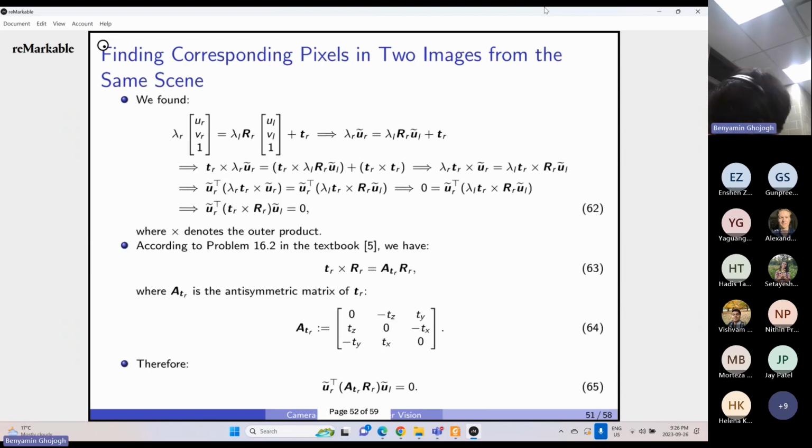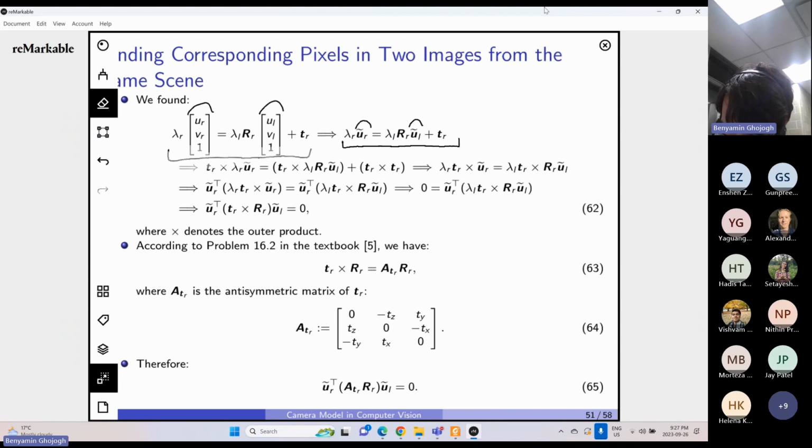So I have this. We just found it, right? Now I can denote it by UR tilde, right? Because it's a homogeneous coordinates. Also, I can denote this by UL tilde. So this is the pixels in the frame of right camera. This is the pixels in the frame of left camera. UR tilde and UL tilde. Right? Okay.